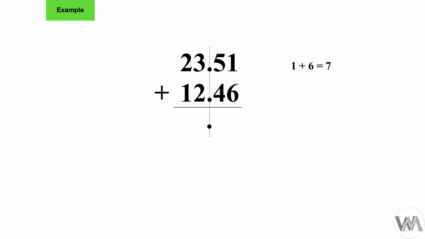We're just going to say 1 plus 6 equals 7. No need to carry over. We're done with our first numbers. Moving on to the next one. 5 plus 4 is 9. And finally, to our next number. Now we're moving over to the left-hand side of a decimal point. 3 plus 2 is 5. And finally, 2 plus 1 is 3. So our final answer for this question is 23.51 plus 12.46 will give us 35.97.